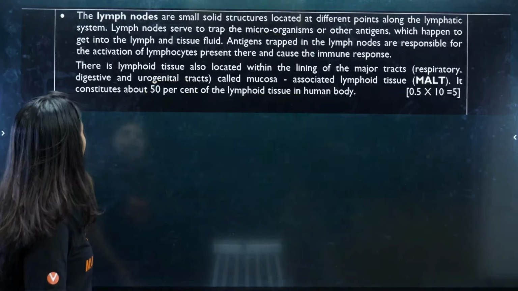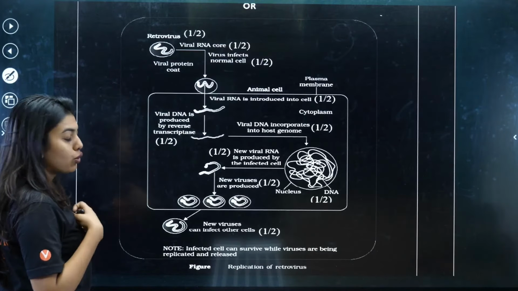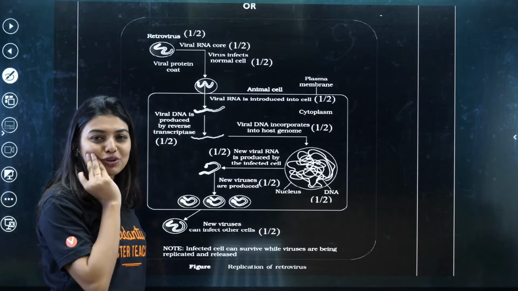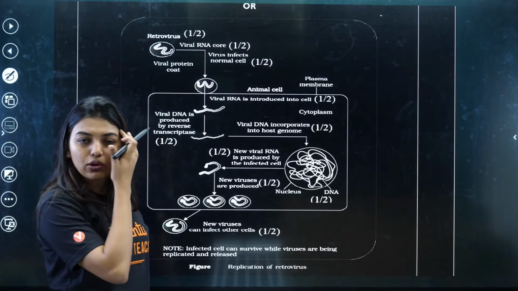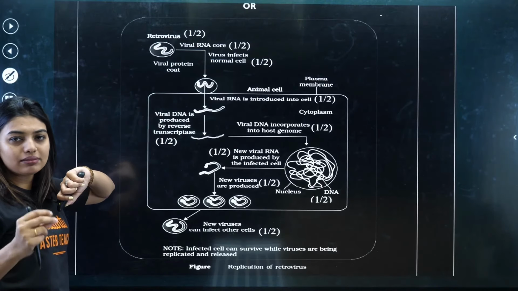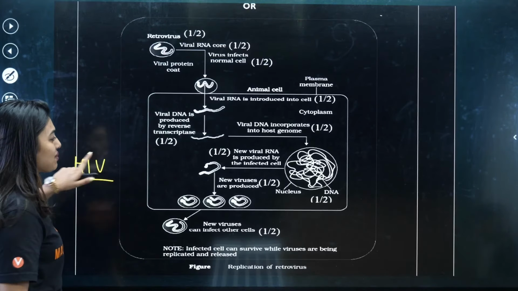Okay. Now let's go. Next question was this, your HIV. I don't think I have to explain because I've explained it really well in your Human Health and Diseases chapter when I spoke about AIDS. So students, HIV is the human immunodeficiency virus.